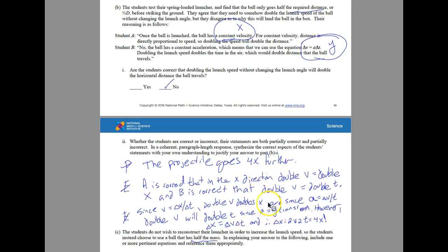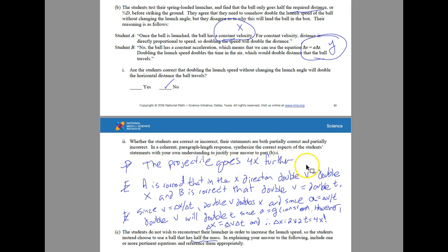However, if both of these things happen, I'm going to be doubling both the velocity, which will double the distance, and double the time, which will also double the distance. Therefore, if I double the position, okay, so if I double this, and if I have Δx, if I double the velocity and I double the time, I will actually get 4 times the position. So that's where it comes from in terms of the projectile goes 4 times further.